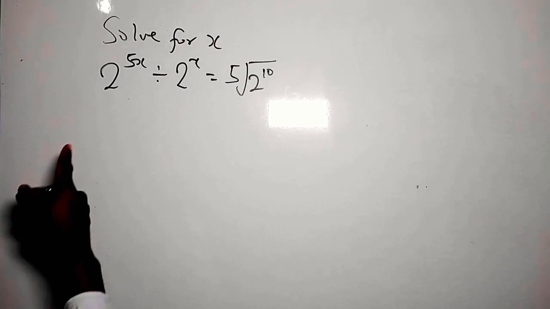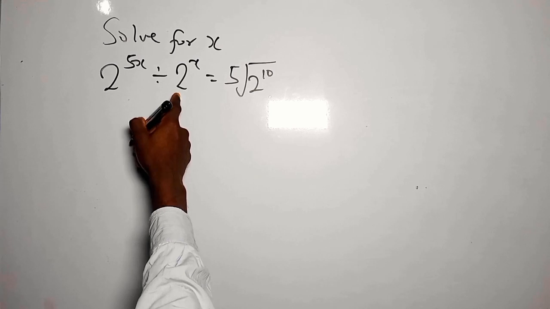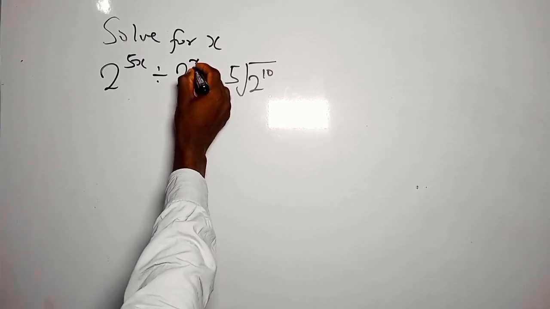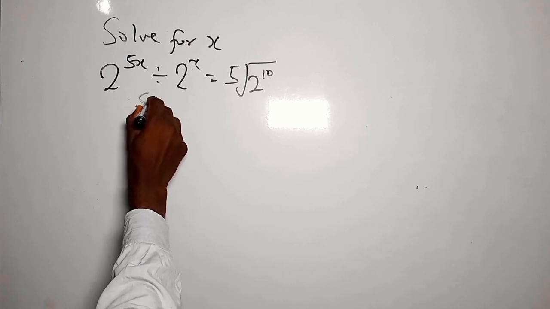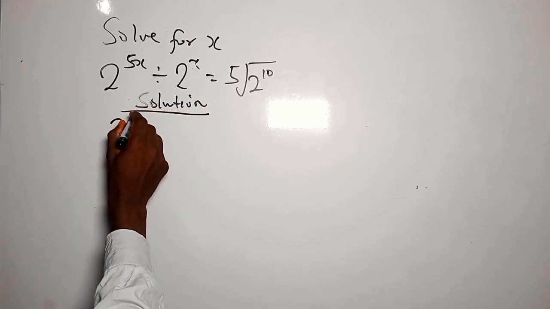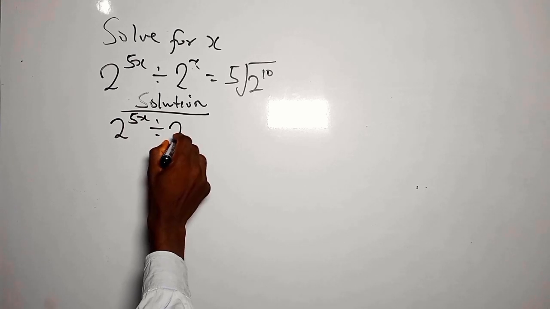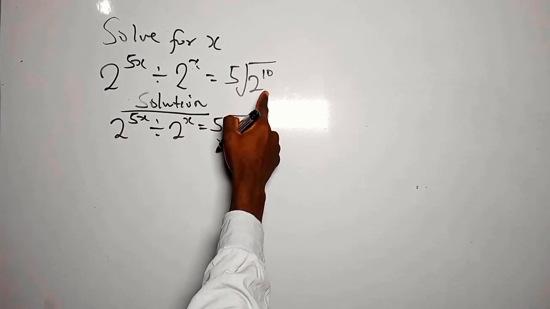We have to solve for x in this equation: 2 raised to power 5x divided by 2 raised to power x equals the 5th root of 2 raised to power 10. So how do you go about the solution? Here we have 2 raised to power 5x divided by 2 raised to power x equals the 5th root of 2 raised to power 10.